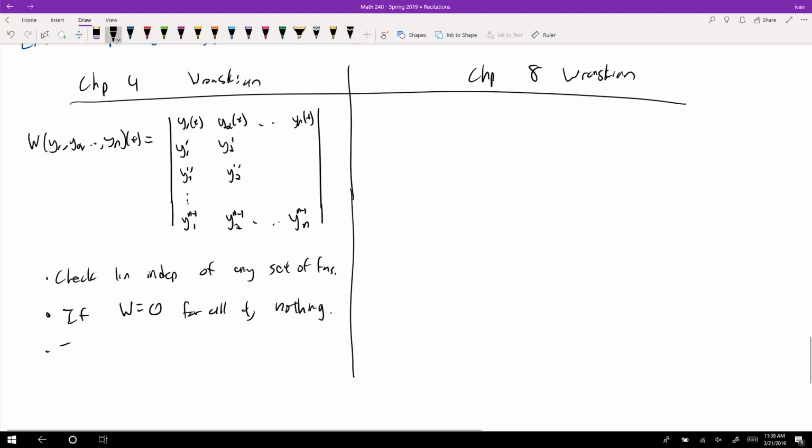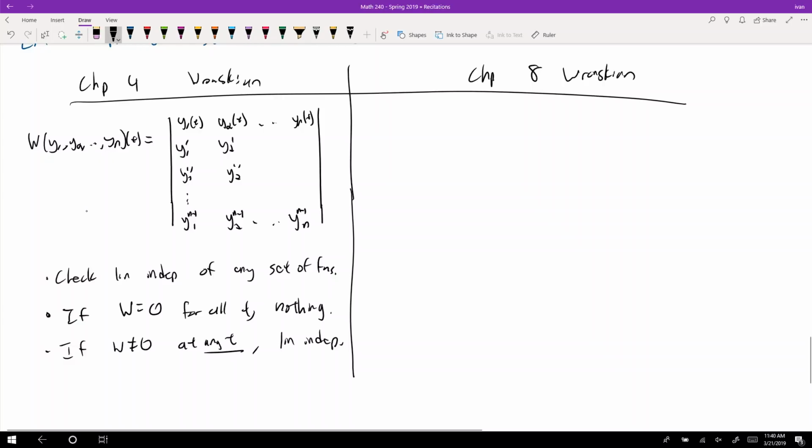But if W was not equal to 0 at any t, then the set was linearly independent, right? So if we could find any t that made this determinant non-zero, we knew that all the functions in that set, y1 through yn, are linearly independent if the determinant was not 0 anywhere.